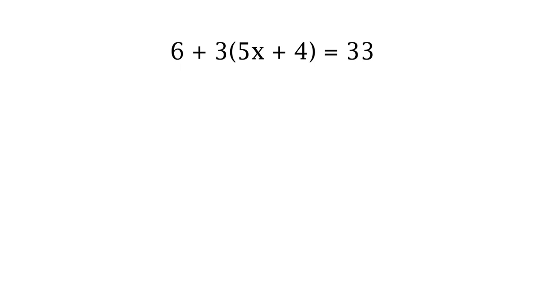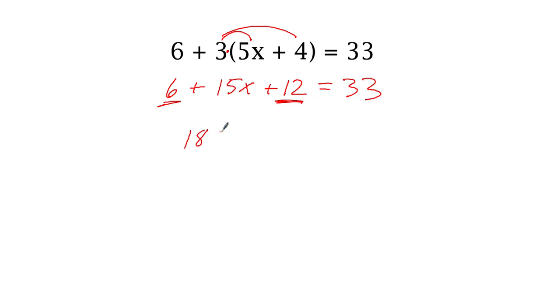Okay, in this one again, we're going to start, don't add 6 and 3 together, that would be doing addition before the multiplication is here. So we should again be doing our distributive property. So we still have 6 plus, and then 3 times 5x will make 15x, and then 3 times 4 will make 12, still equal to 33. Combining our like terms that we have here, we're going to get 18, plus 15x equal to 33.